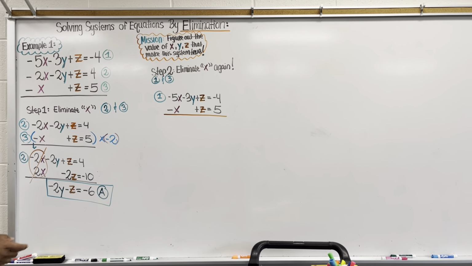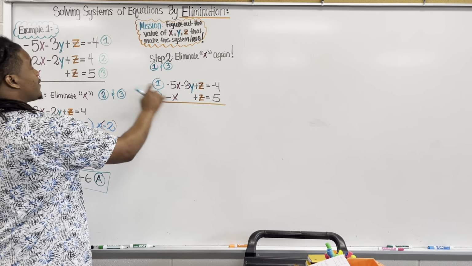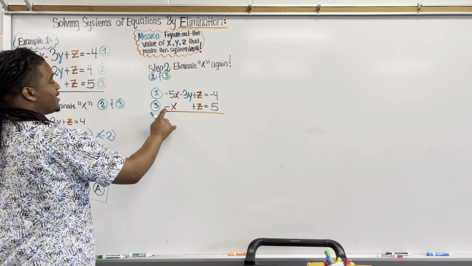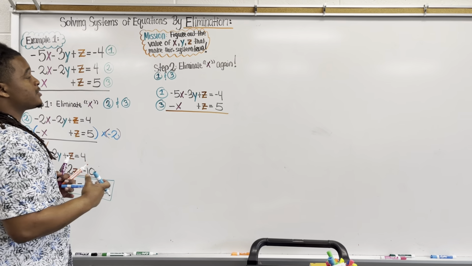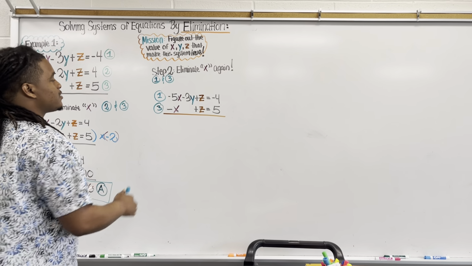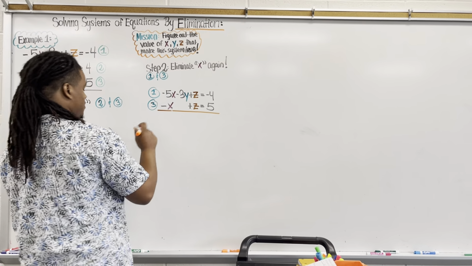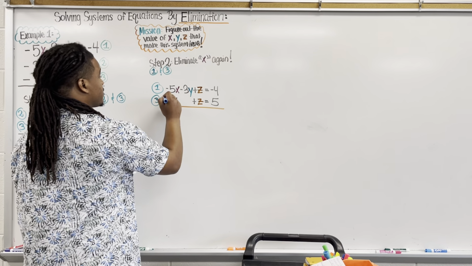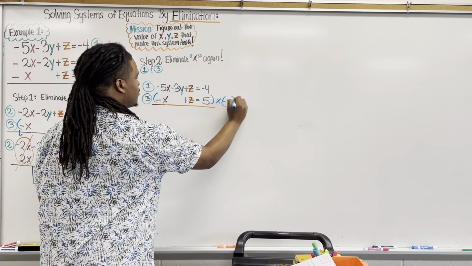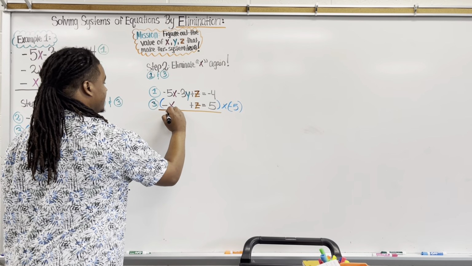Now, if you notice, guys, and I'm sorry, I need to label this as number 3. In the first equation, I have a negative 5x. In the second one, I have a negative x. In order to cancel out negative 5x, I have to add a positive 5x to it. So in order to make this negative x become a positive 5x, we have to multiply it by a negative 5. So I'm multiplying all of this by a negative 5, and I'm going to rewrite everything.